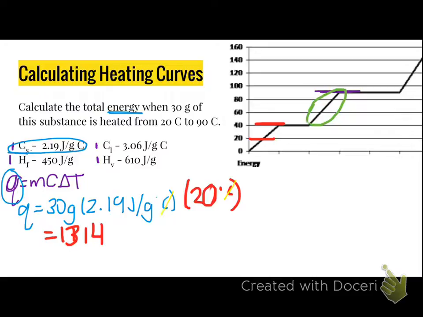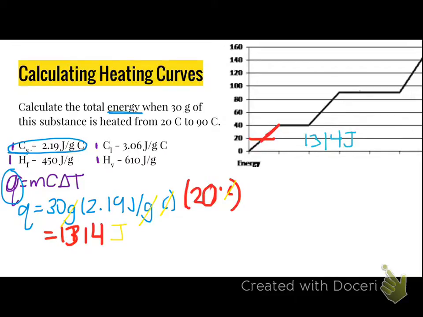Degrees C cancels, grams cancel, I'm left with joules. So for step 1 here, we're looking at 1314 joules. So just to get me to melt whatever this substance is, I need to use 1,314 joules. Okay, so the next step, we'll highlight them as we go here. We've done this, so now we need to do this melting phase.